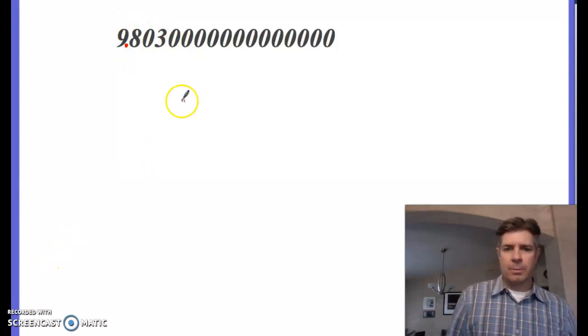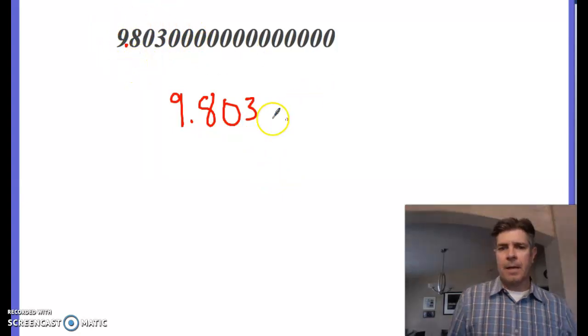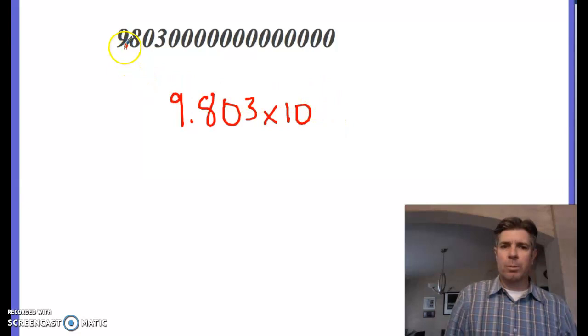Okay, so I'm going to rewrite this. So we get a 9.803. So we're making all those digits that are there insignificant, not writing all those out. Okay, and then remember the third rule is times 10 to some power. And so what I want to think about is how many times do I have to multiply 9.803 times 10 to have this many zeros.